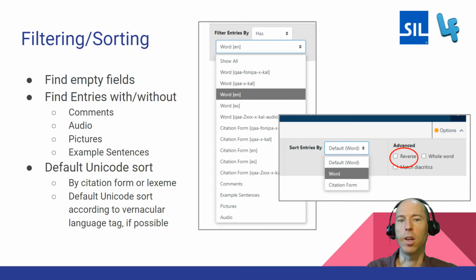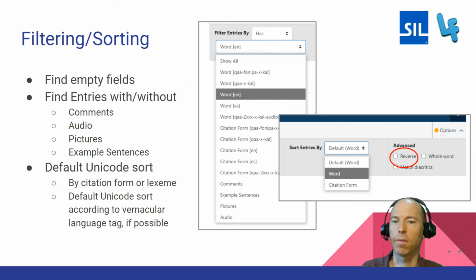But the intention is you can find some empty fields, specifically the word, the lexeme form or citation form, and writing systems specifically for those fields. Then you can also find entries that have comments or example sentences or pictures or audio, and those you can find in this filter entries by dropdown.